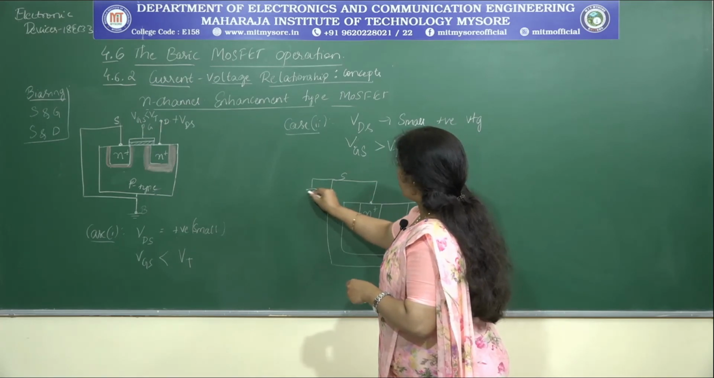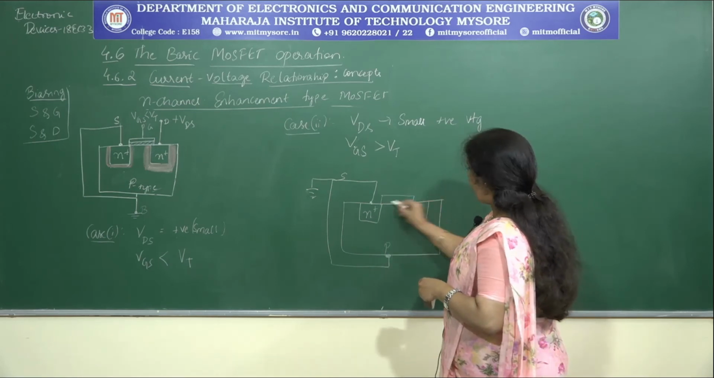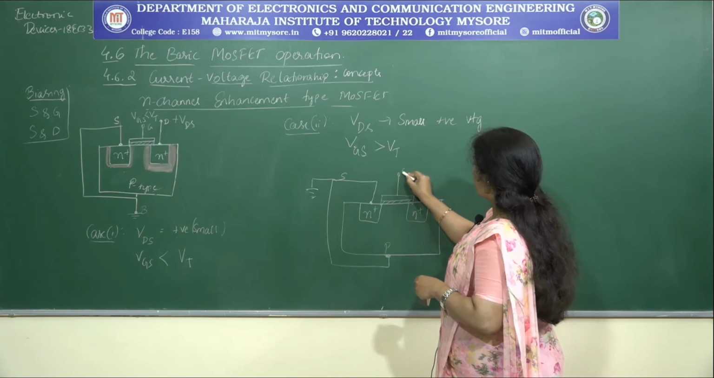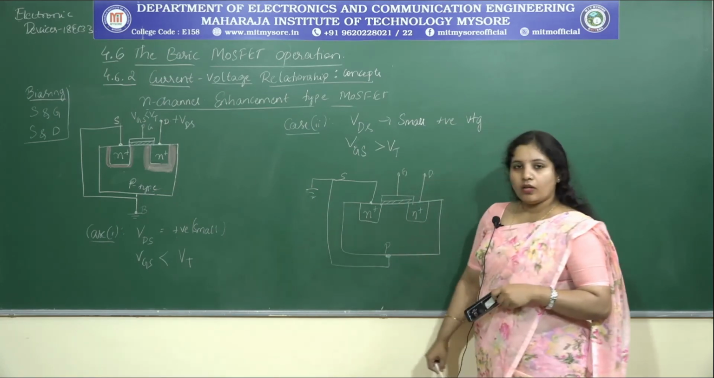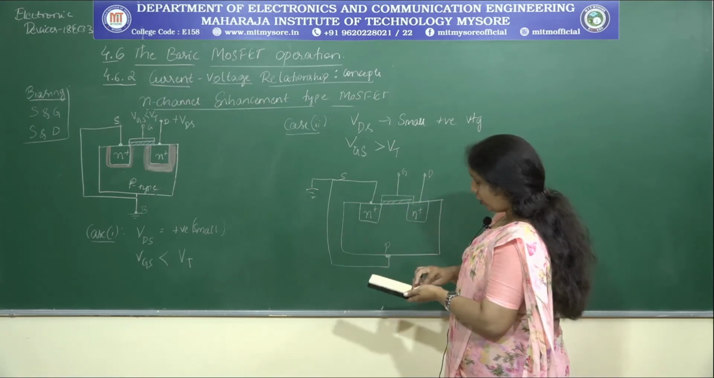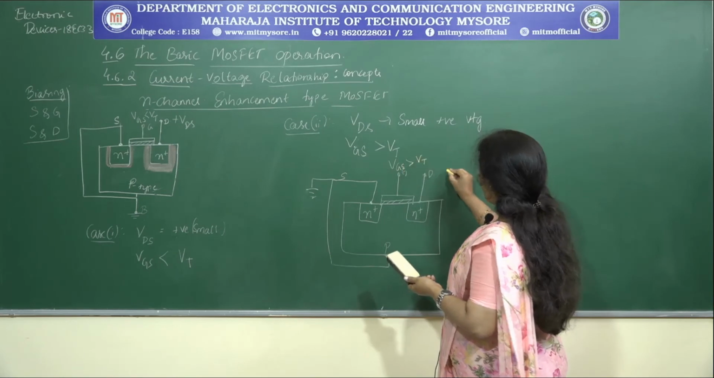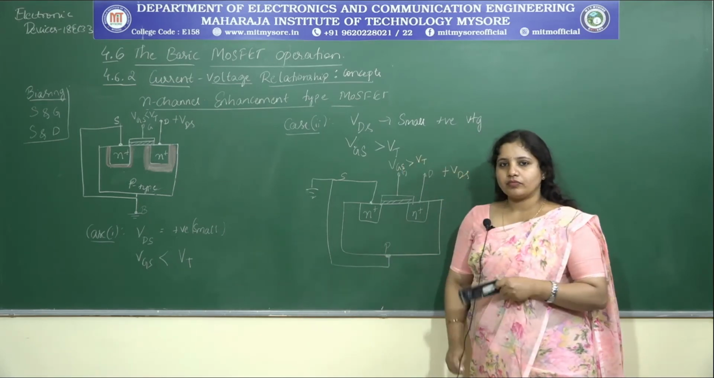The source, what am I doing with the source? Let me just ground it. And then what do we have here? An oxide layer and a metal layer which forms the gate, and then we have a drain. Now, what is the condition I am giving here? I am making my VGS greater than VT and still I am providing the VDS.